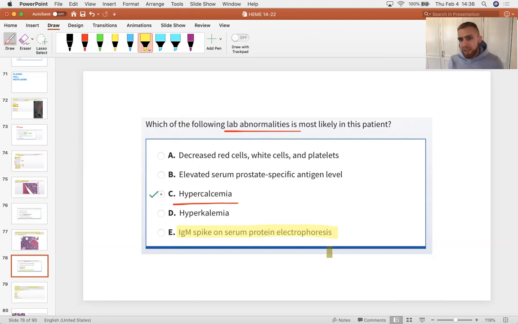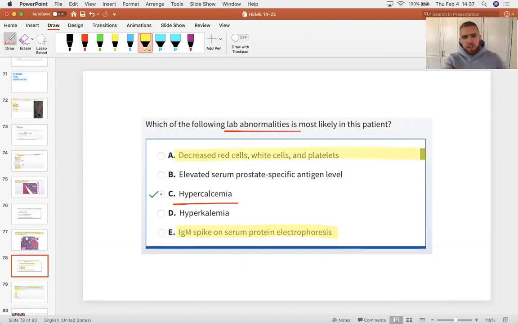So even though we call it M protein in multiple myeloma, understand that doesn't mean that it's IgM. It's IgG or IgA or light chain protein. A lot of different things that could be elevated in the blood, but not IgM.